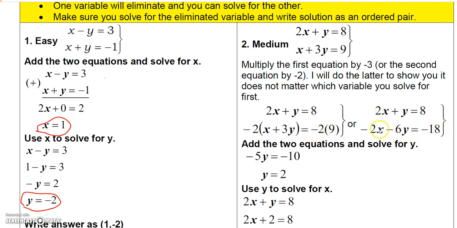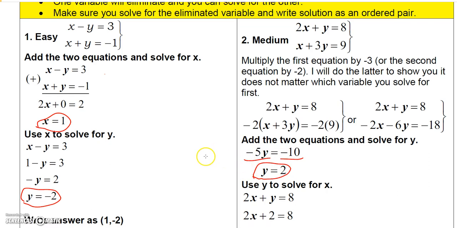Now if I add these two equations together, I know that the x's would cancel, and then y plus negative 6y gives me negative 5y, and then 8 plus negative 18 gives me negative 10, and then if you divide both sides by negative 5, you can get the y value, which is 2.